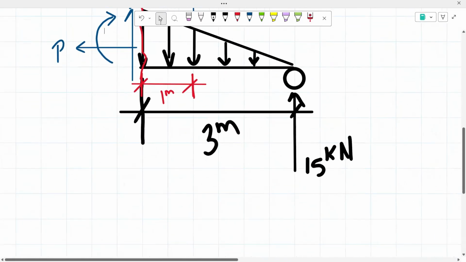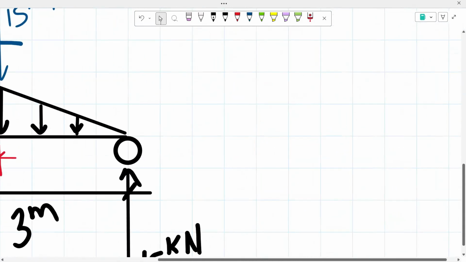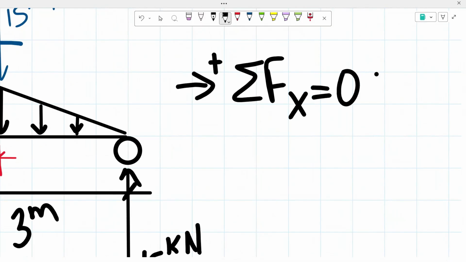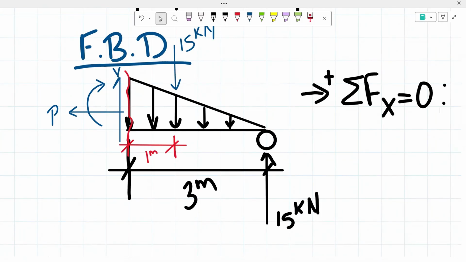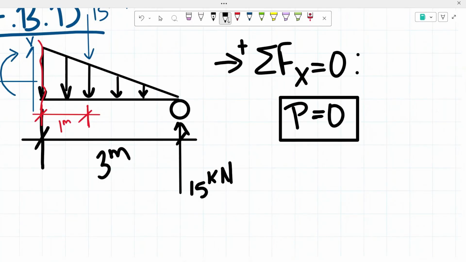So we're going to start off with our normal force. To determine our normal force, we're going to be taking the sum of our forces in the x direction. We know that all of that has to equal 0. And based on our free body diagram, we can see that we don't have any other forces in the x direction besides our normal force. So that's why we know that our normal force will have a value of 0 at point C.